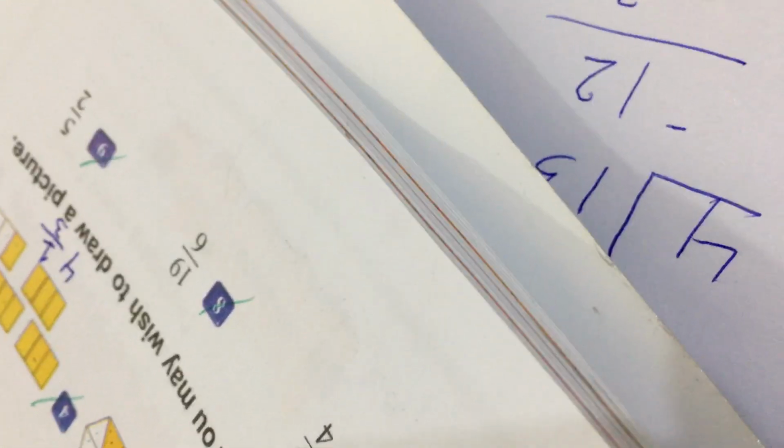I'm going to solve another example, number 8. Let's solve number 8 here. 19 divided by 6. I change the fraction to a mixed number.